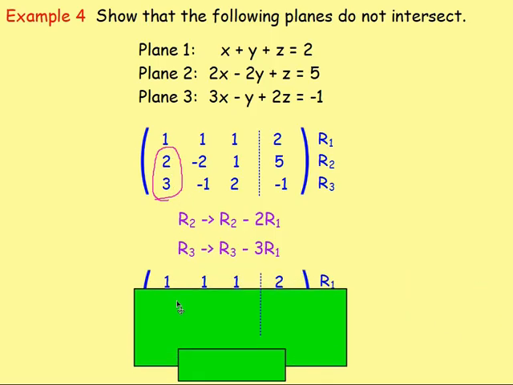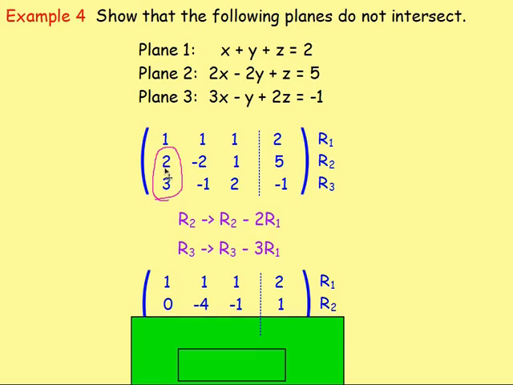Doing that, row 1 will stay as it is with 1, 1, 1, 2. Row 2 take away 2 row 1, so that will give us 2 take away 2, which is 0. You'd have negative 2 take away 2, which is negative 4. 1 take away 2, which is negative 1, and 5 take away 4, which is 1.